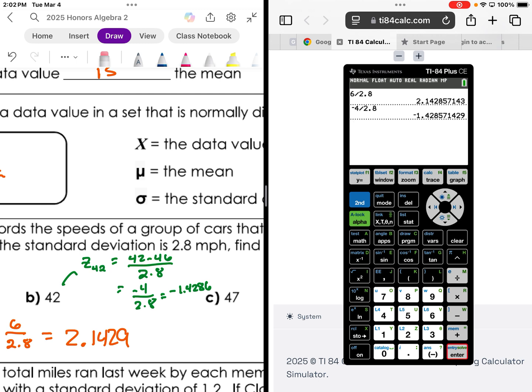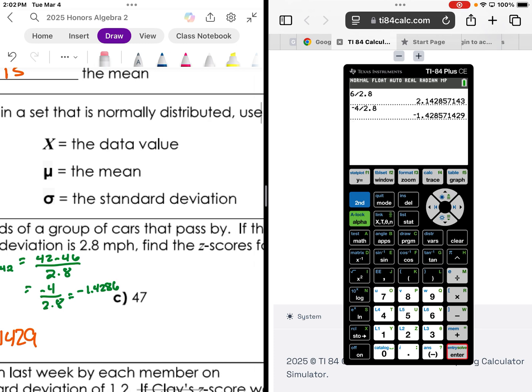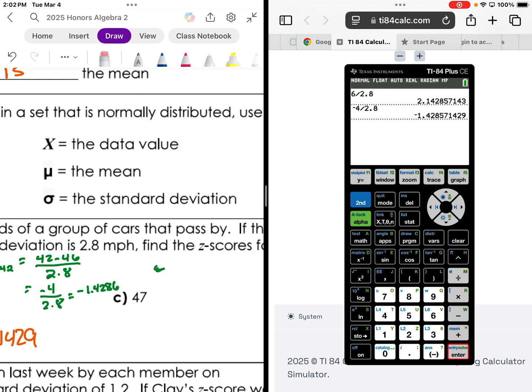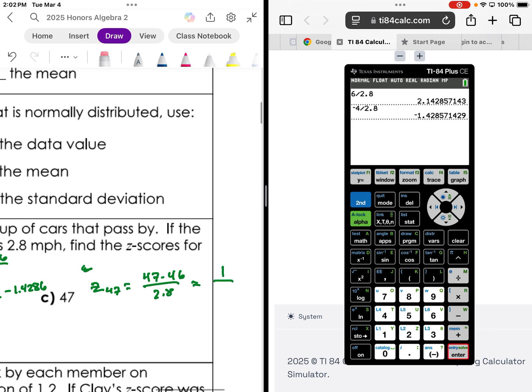The 47. Now, 47 is really close to 46, so we should get a small decimal here. So a z-score. A z-score for 47 would be 47 minus 46 over 2.8. That gives me 1 over 2.8. So 1 divided by 2.8. And that tells me that I have a z-score of 0.3571.